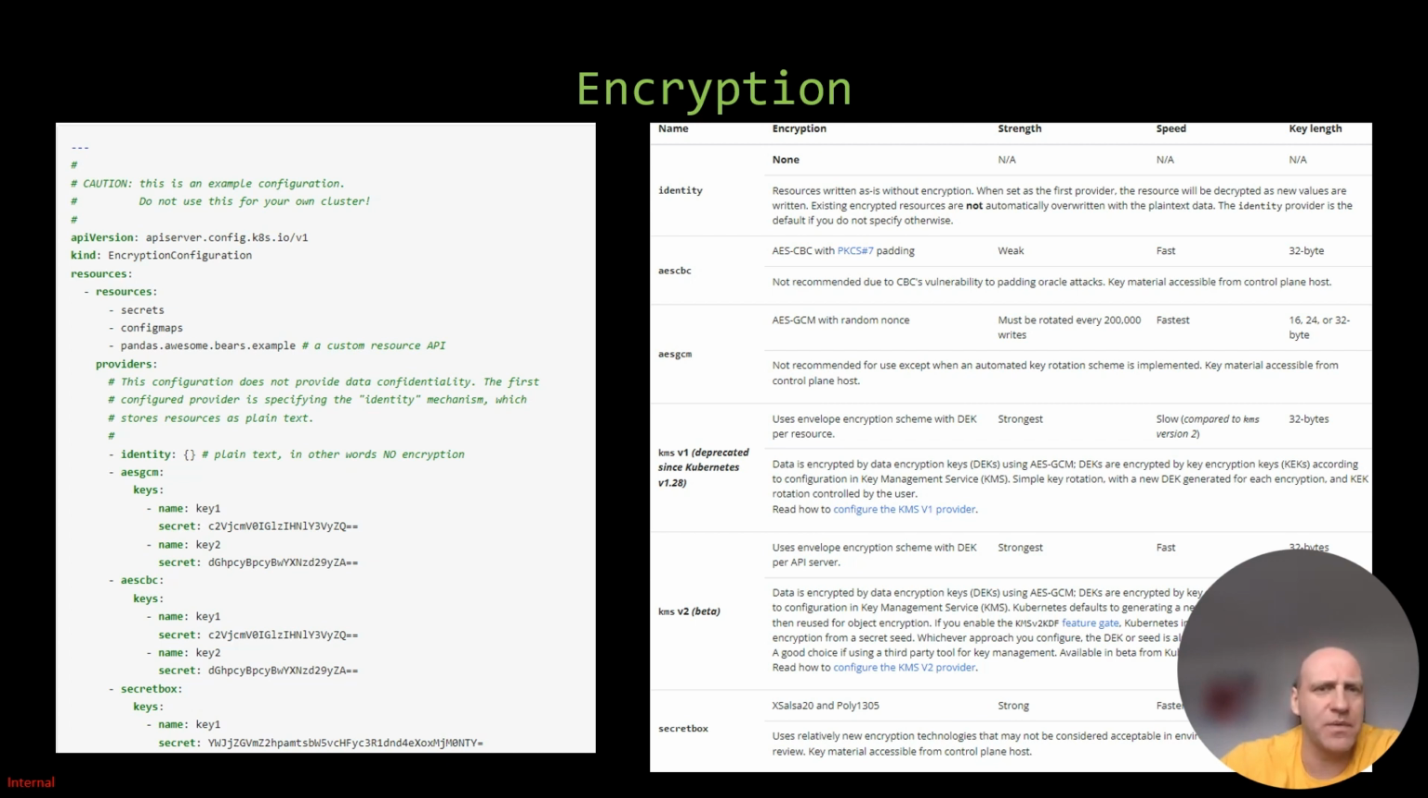Opting out of encryption for a specific resource while the wildcard is enabled can be achieved by adding a new resource array item with the resource name, followed by the providers array item with the identity provider. So for example, if the star wildcard is enabled and you want to opt out of encryption for the events resource, add a new item to the resource array with events as the resource name, followed by the providers array with identity.